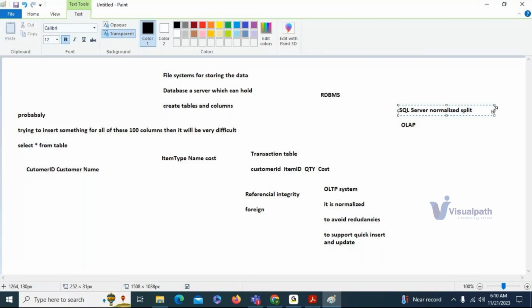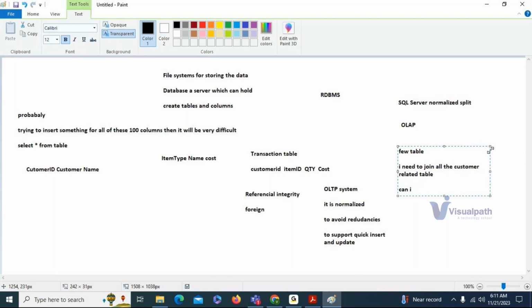Now in the same SQL Server, you can create denormalized tables. Now I want to do reporting. Traditionally, the customer related information can be stored in a few tables, not one table. So if I want all the customer information, I need to join all the customer related tables.